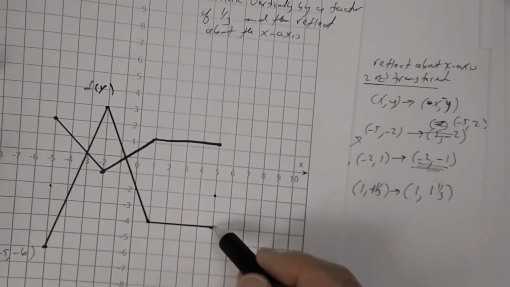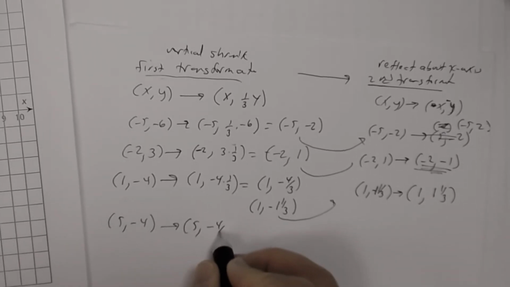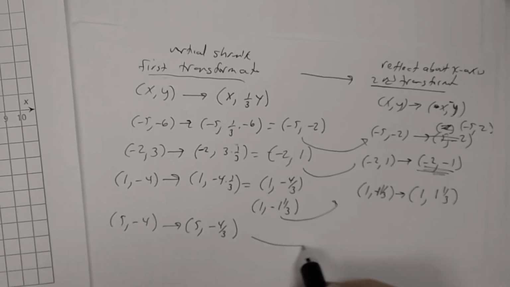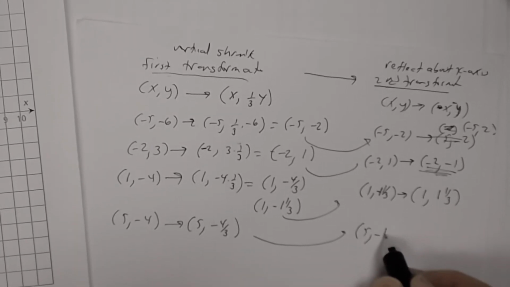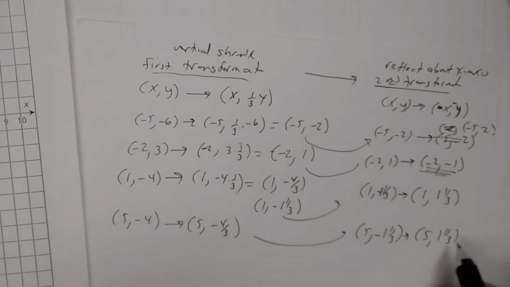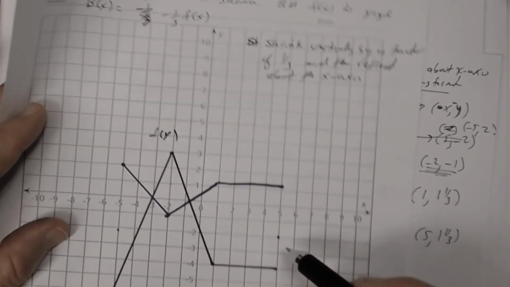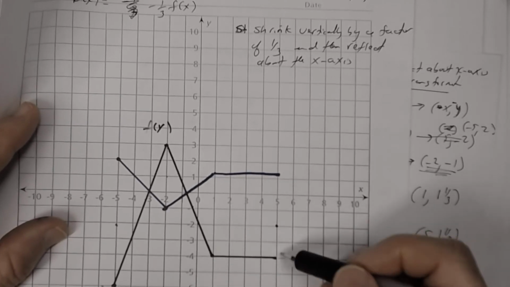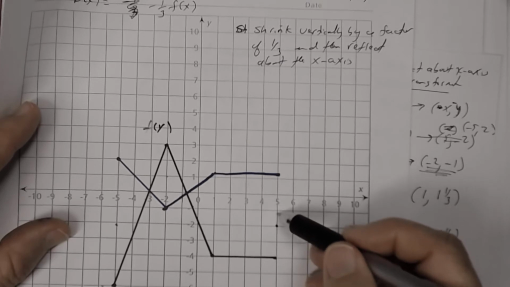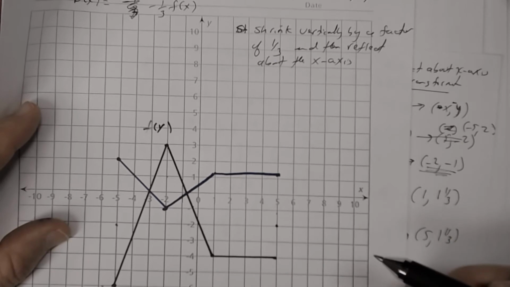So 5, negative 4 becomes 5, negative 4/3, right? Which is negative 1 and 1/3. And so 5, negative 1 and 1/3 becomes 5, 1 1/3. So basically, remember what's happening: you're shrinking this vertically by a factor of a third. A third of negative 4 is negative 1 1/3, but you're going to reflect it across the x-axis. You get that point.